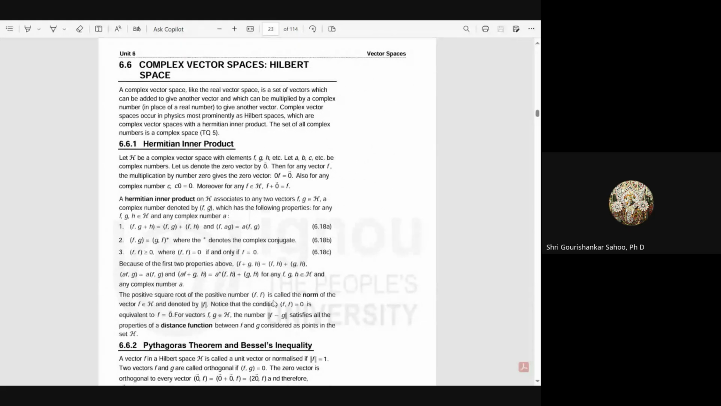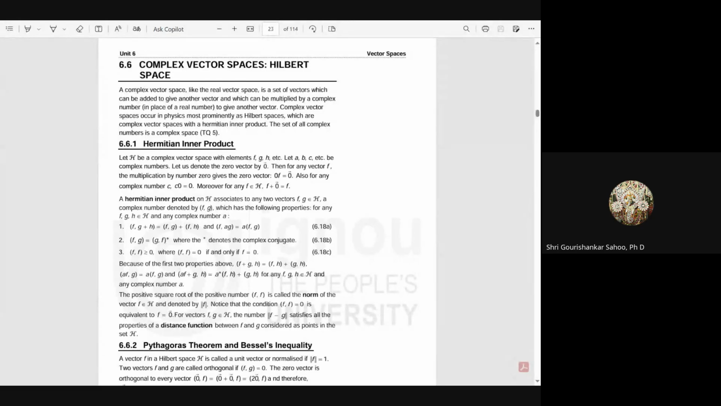Then what is Hilbert space, which you can often encounter in quantum mechanics. A complex vector space, like the real vector space, is a set of vectors which can be added to give another vector and which can be multiplied by a complex number in place of a real number to give another vector. So complex vector spaces occur in physics most prominently as Hilbert space, and complex vector spaces with a Hermitian inner product. What a Hermitian inner product is, is shown on the screen.